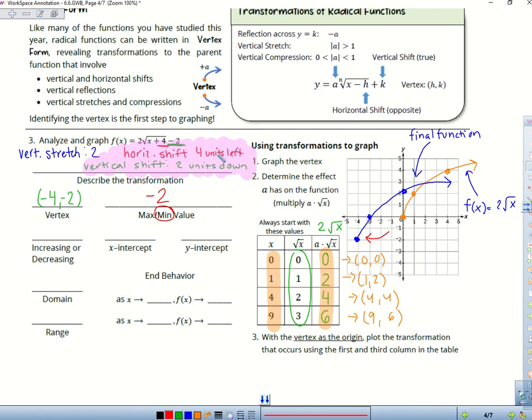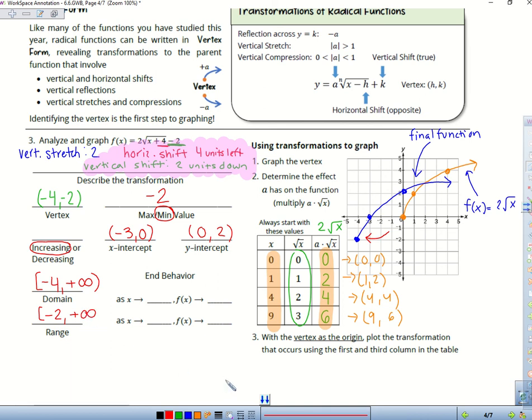Okay? Now, is this graph increasing or decreasing? Increasing. What is its x-intercept? Good. What's the y-intercept? Good. 0, 2, but yeah. So the domain is going to be from -4 to positive infinity, right? What's the range going to be? Very good.